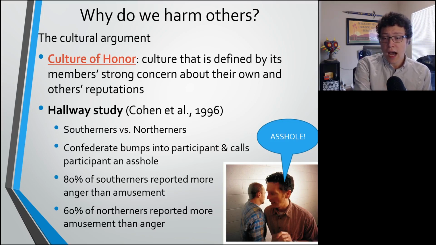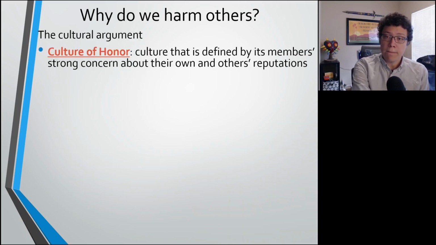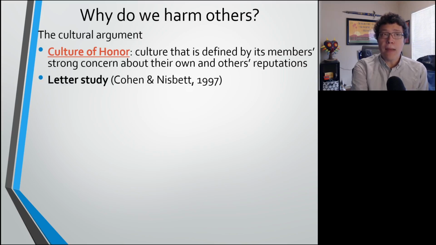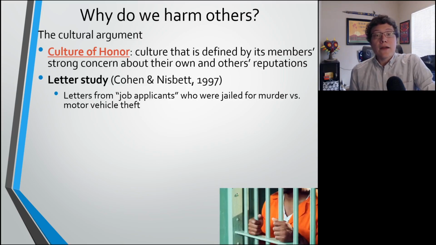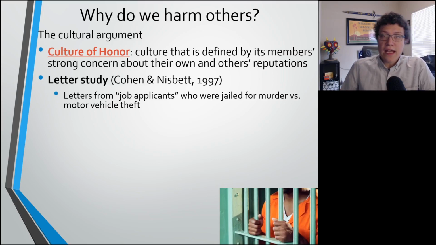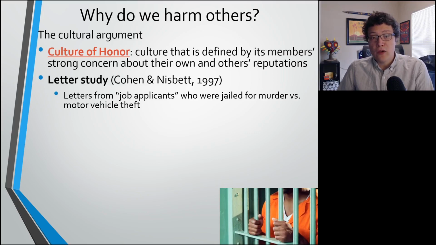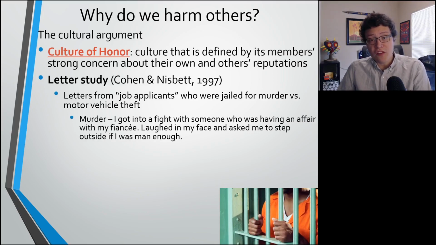So we do see that this does happen, and I think it's a very interesting thing to consider regarding this argument, because there's another study too looking at this, and this is back a little bit more related to when I talked about felony-related murders to argument-related murders a couple slides ago. So in the letter study by Cohen and Nisbett, the authors of the study sent letters from theoretical job applicants. They said that these job applicants were jailed for murder versus motor vehicle theft. So one variable is murder versus motor vehicle theft. And the applicants were asked to explain in the job application why they went to jail.